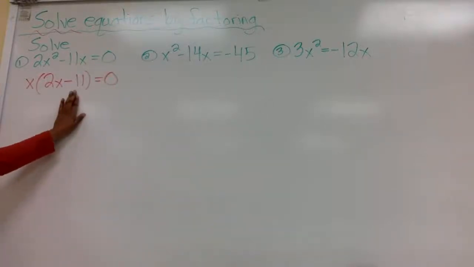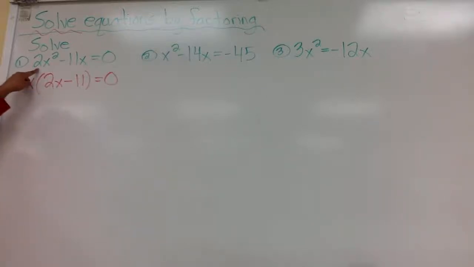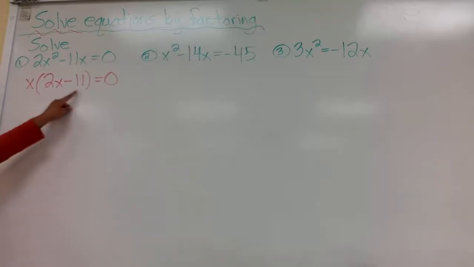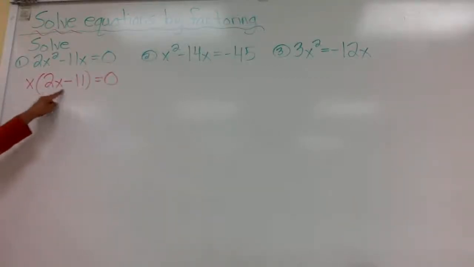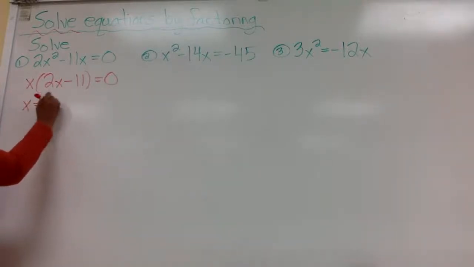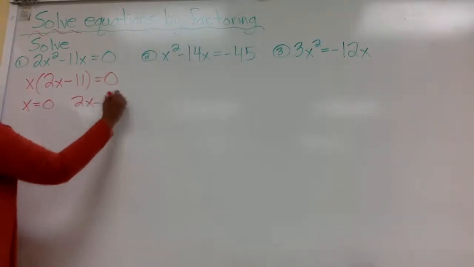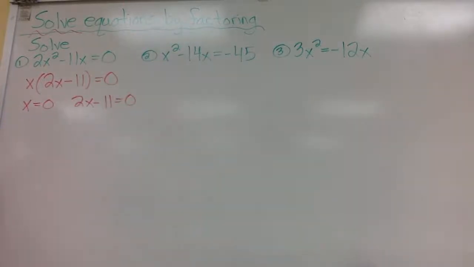The wonderful thing with factoring is that you can check yourself by multiplying it back out. X times 2x is 2x squared. X times negative 11 is negative 11x. From here, you set each factor equal to 0. X is a factor, and 2x minus 11 is a factor. Set both of those factors equal to 0. So x is equal to 0, and 2x minus 11 is equal to 0. There's nothing to do with the first one, so this is my answer.